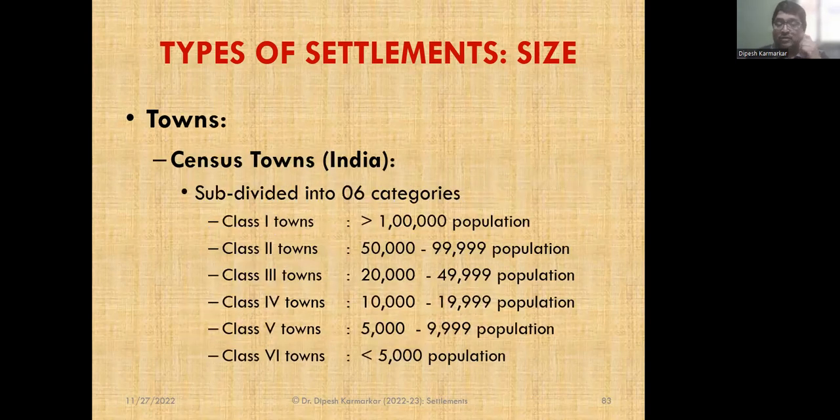These census towns are further divided into 6 categories based on different ranges of population: class 1 towns, class 2 towns, class 3, class 4, class 5 and class 6 towns. They have different population ranges, right? So according to the population of a particular settlement, we classify the settlement from class 1 to class 6 towns.